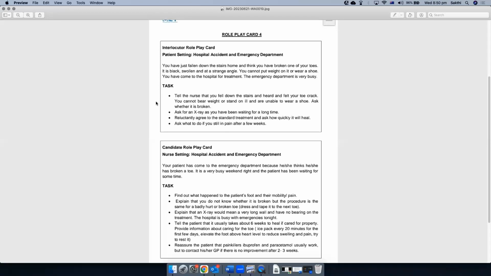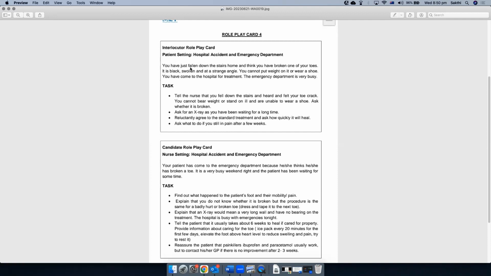Hello everyone. I'm going to assess one of the students' role play conversations, and this is the role play card. We have got two role play cards. One is for the interlocutor who is going to act as a patient. This is the patient setting. The patient is in the hospital accident and emergency department.